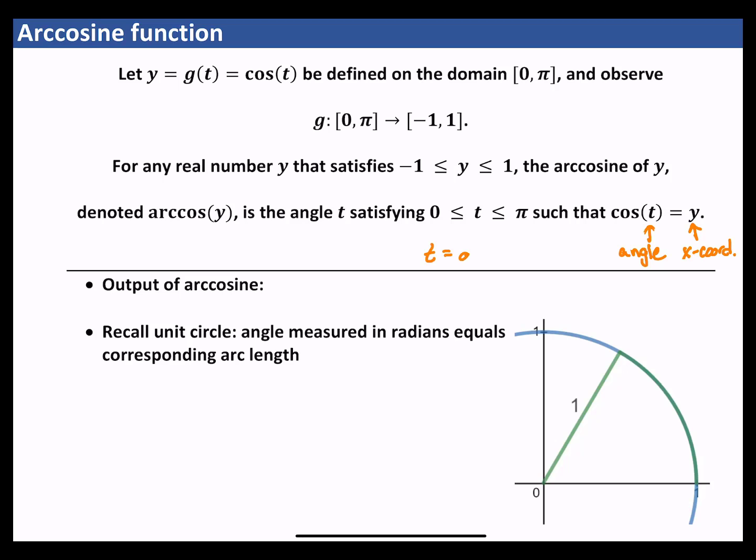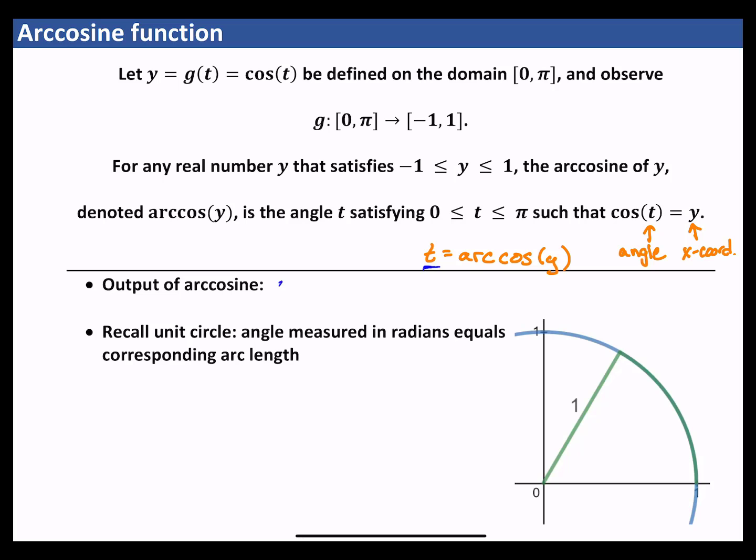Notice that means the output of the arccosine function is t, an angle. In addition, recall that in the context of the unit circle, an angle measured in radians equals the corresponding arc length. This is why we use the arc in arccosine. Given a value between -1 and 1, the arccosine function produces the corresponding arc, measured counterclockwise from 1 to 0, such that the cosine of that arc is y.